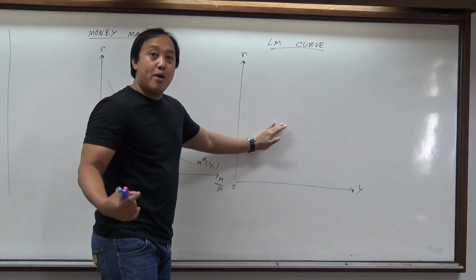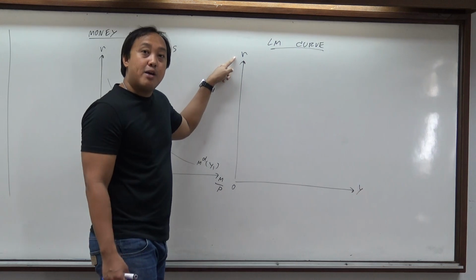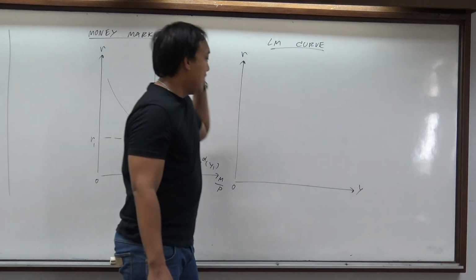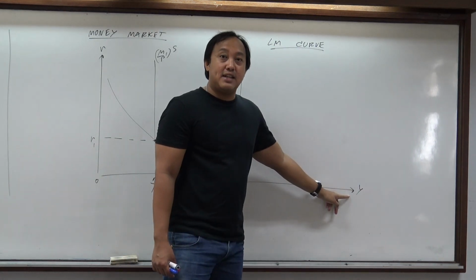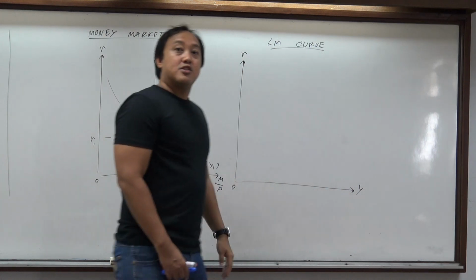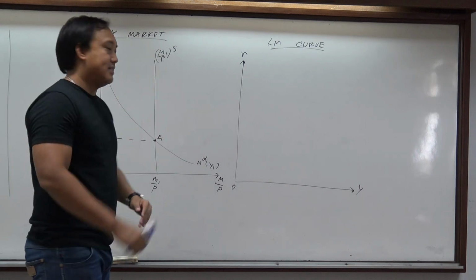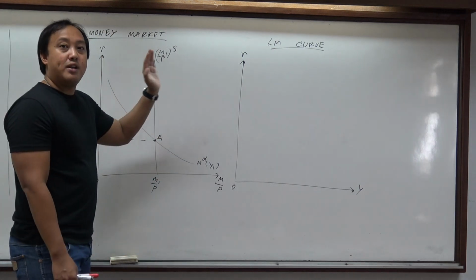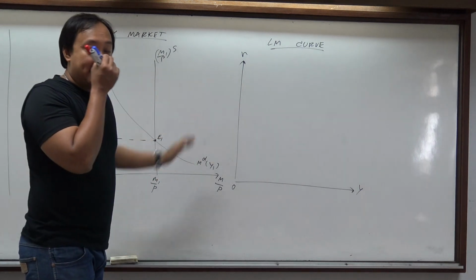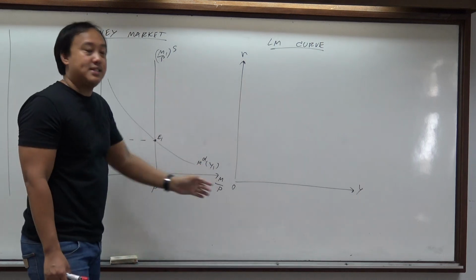For the LM curve, the vertical axis is going to be R, the real interest rate. The horizontal axis is going to be Y. So how does the LM curve come about? We're going to put the money market and the LM curve side by side. We're going to have the same vertical axis.